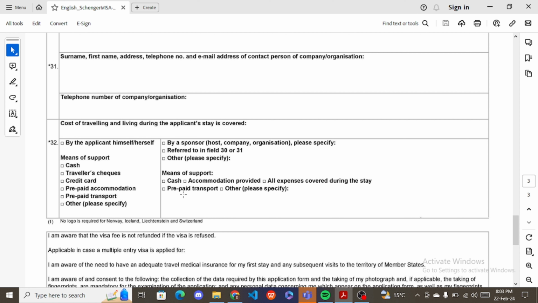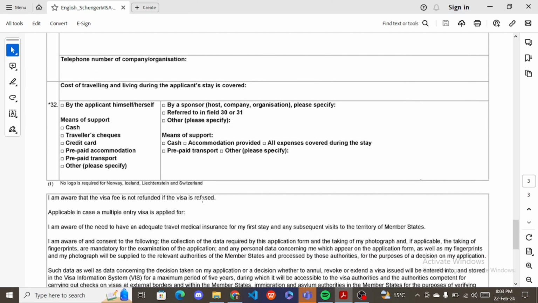Means of support, how is this person or your sponsor sponsoring you? Is it by cash? Is it by accommodation provided, or all expenses covered during the stay, or prepaid transport, or others? So if your sponsor is sponsoring you by cash or accommodation, please tick. If everything applies, tick all: cash, accommodation, and all expenses covered. If you have other things the person is sponsoring you with, then tick that and specify.